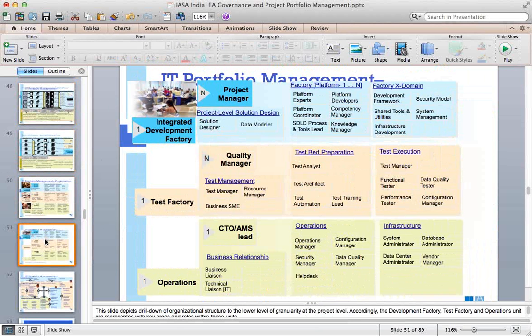Let's move on. So if you look at the portfolio management in terms of the rest of other roles like the project manager, the quality manager, or the chief technology officer and technical officer and the AMS leads for maintenance, you have various skill areas and role play that one must have for an effective delivery of portfolio management and individual projects as well.